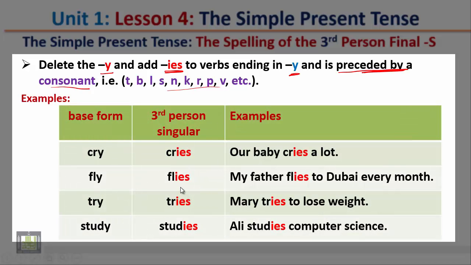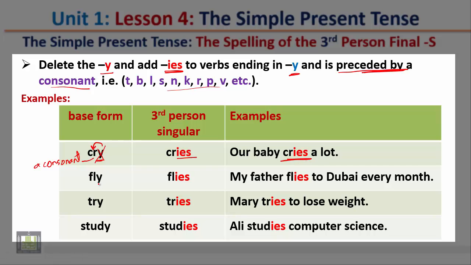Cry. Notice here that this verb ends in y, but this y is preceded by a consonant, the r. Here the r is what? It is a consonant, okay? A consonant. So in this case, we delete the y and we add ies. Our baby cries a lot. Here our baby is a singular noun, so we need to add ies to the verb.